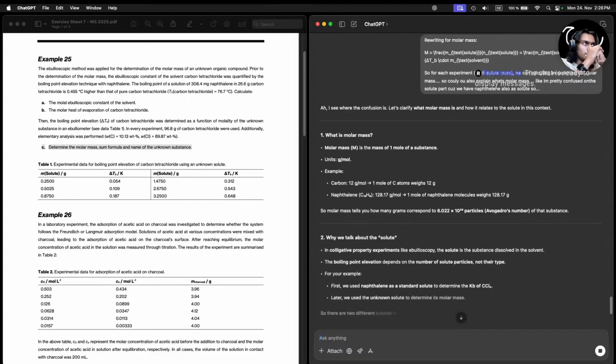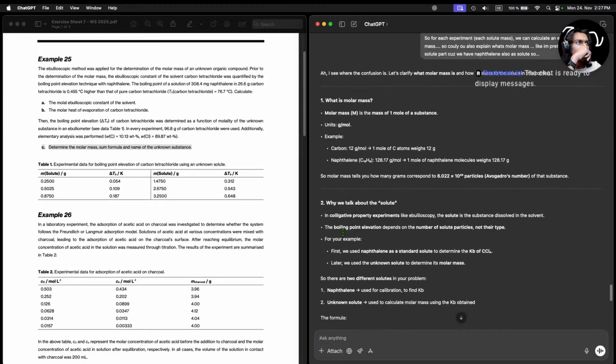Molar mass is the mass of one mole of substance. For example, naphthalene, one mole of naphthalene weighs, okay. So molar mass tells how many grams correspond to one mole. Why do we talk about the solute? In colligative property experiments like ebullioscopy, the solute is the substance dissolved in the solvent. The boiling point elevation depends on the number of solute particles, not their type.